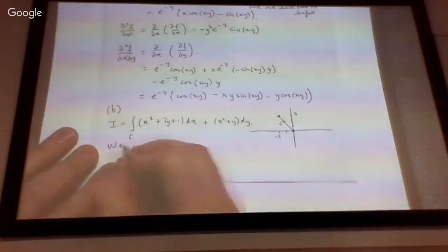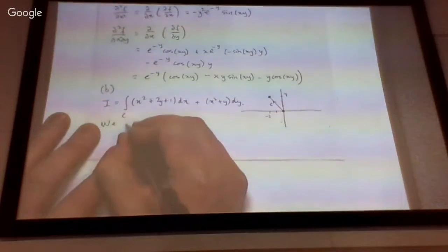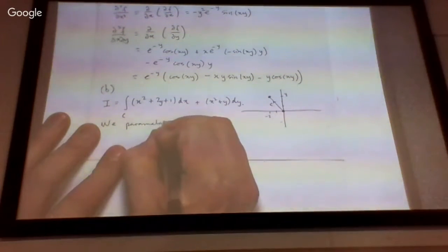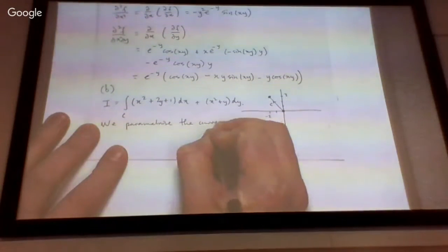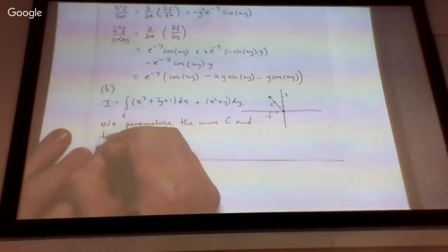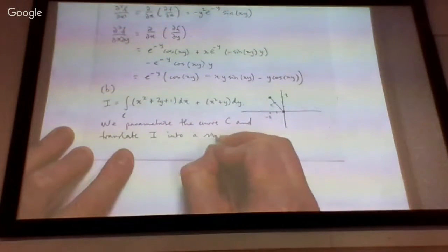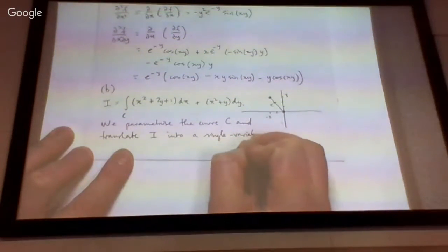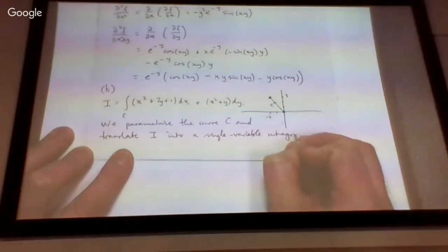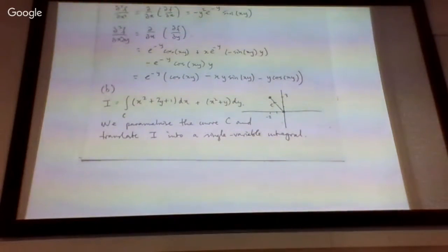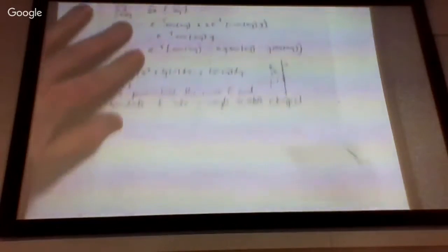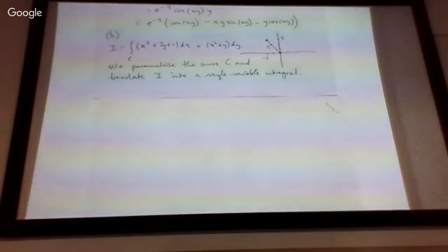Okay? So we parameterize the curve C, translate I into effectively a single variable integral. There's no harm getting these little introductions. They help to demonstrate your understanding, and it makes for easier to read mathematics. So before you deliver an avalanche of equations to someone, if you can, just tell them what they're going to see, and things to look out for.